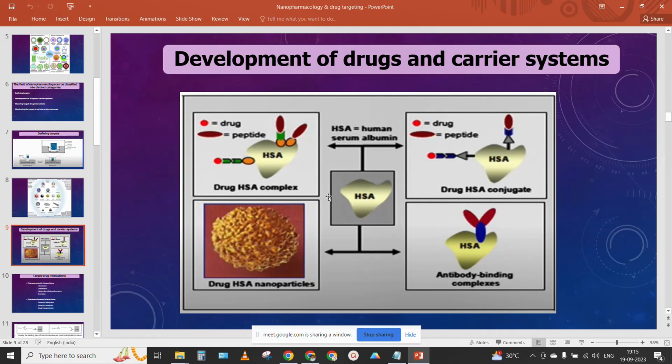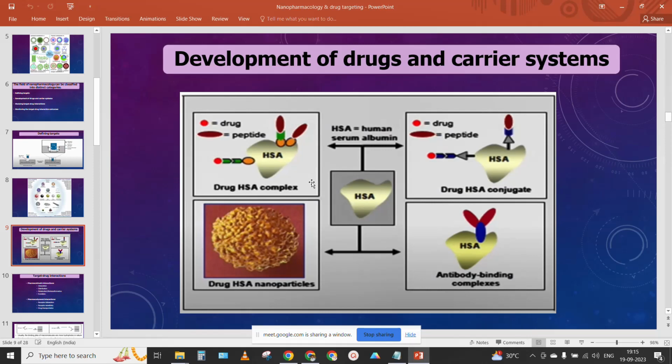For example, if we want to target the nanoparticle to the cancer cells, we can add a cancer specific antibody to that nanocarrier and then target that particular nanocarrier to the cancer cells, so that it can go and bind only to the cancer cell and release the anti-cancer drug to the cancer cells.